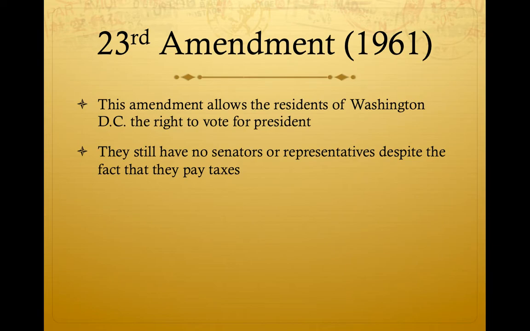Also, Washington, D.C. is not a state. We only give voting rights to states. So we now allow the residents of D.C. the right to vote for president. Now, they are not full citizens of the United States exactly, however, because they still have no senators or representatives. They have no congressional representation, and they pay taxes. So they are unfairly taxed while not being represented in Congress, which makes a lot of Washington, D.C. residents quite upset.